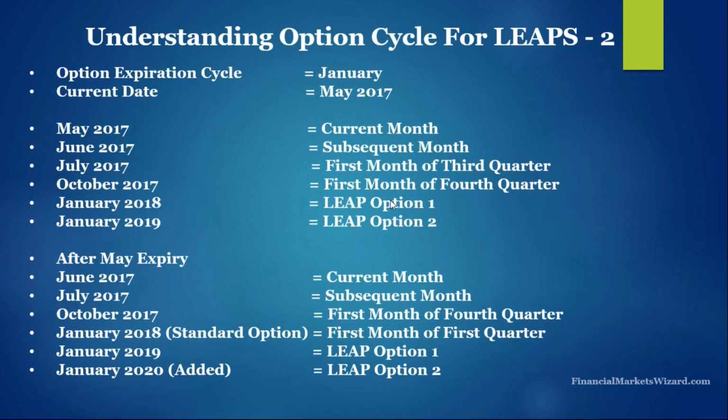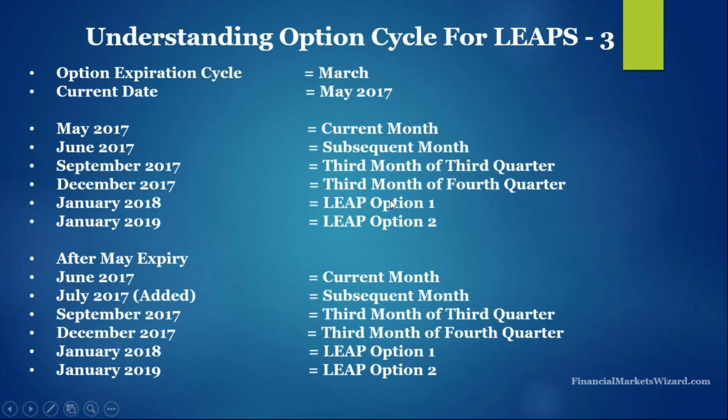Okay. Next, let's say this is a stock. I took the example of March expiry. So this stock is on the March expiry cycle. The previous stock was on the January cycle. Today is May 2017. So we will have 6 months listed. May is the current month, June the subsequent month, right? And then September is the 3rd month of the 3rd quarter. So it will be listed because of the March cycle.